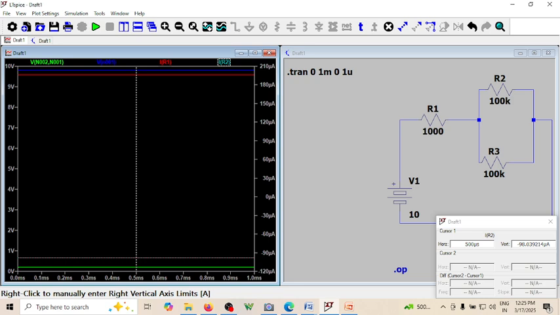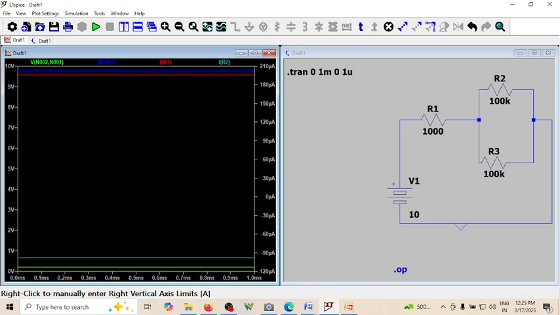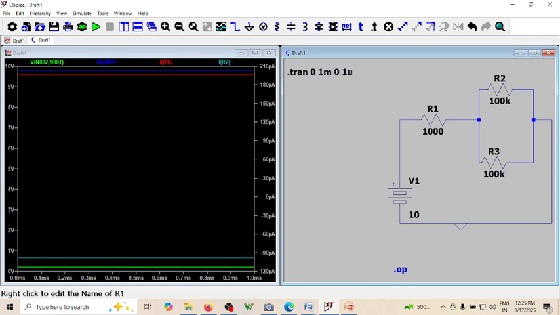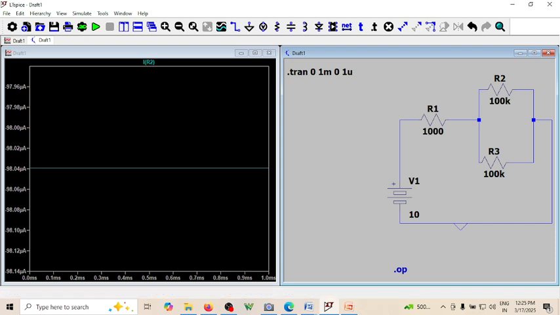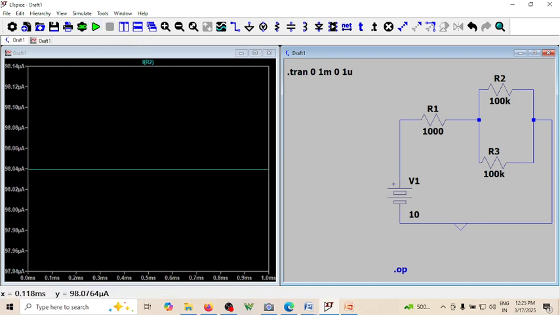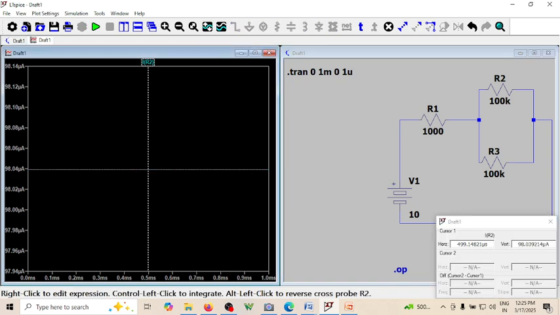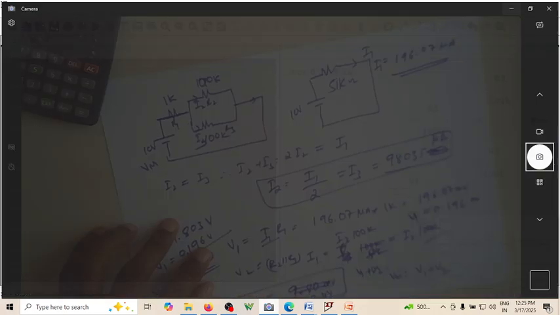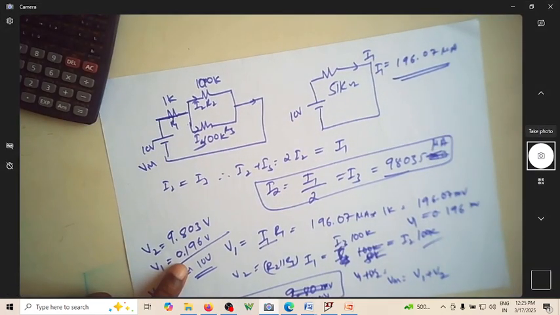If you want to get positive current, since we are moving from here to here, you have to rotate the resistor. I'll do that. I will rotate that with Control R, and this also I can rotate with Control R. This is done. If I run, you can see this current is also positive, 98.03. So that's what we are looking for. The current we are looking for is 98.03 microampere.